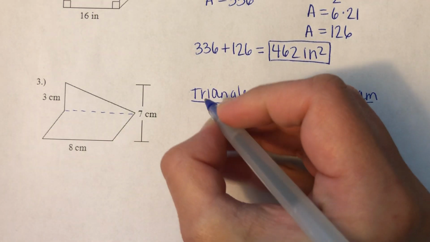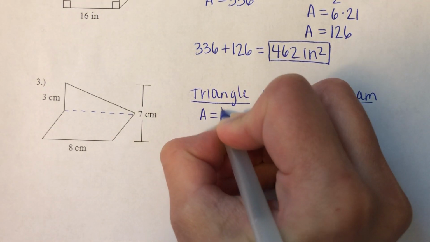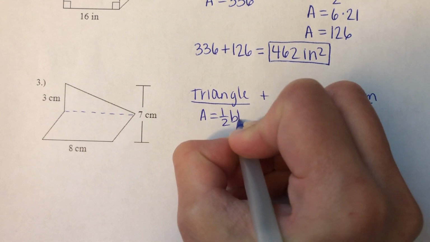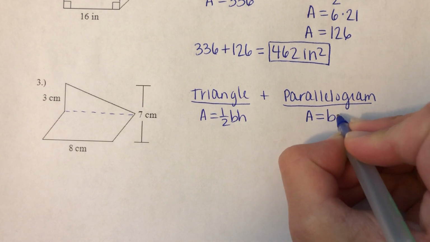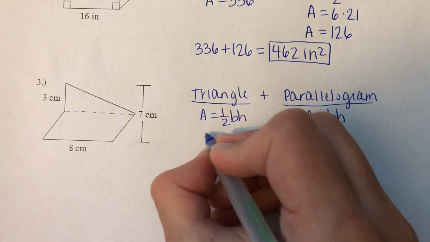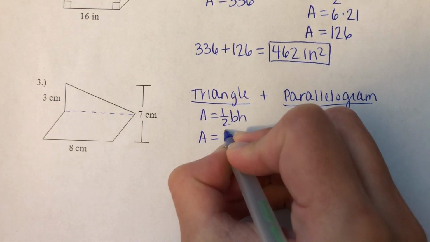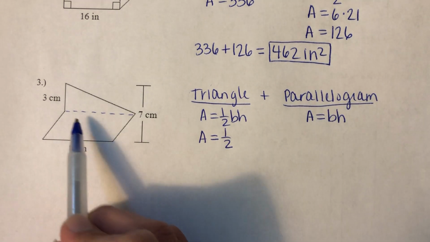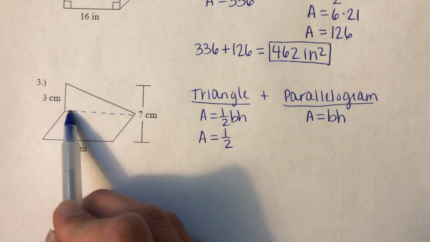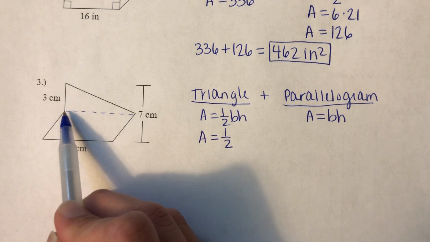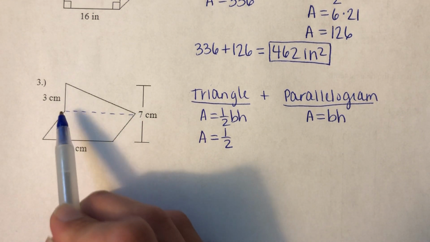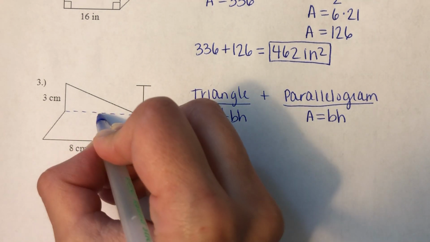So triangle formula, we have that from the last problem, is 1/2 base times height. Parallelogram formula off that reference sheet is base times height. All right, let's start with our triangle. Bring down the 1/2. Here's the base of my triangle. I don't see that dimension again, but because that's a parallelogram, opposite sides are the same. So if that's 8, so is that.